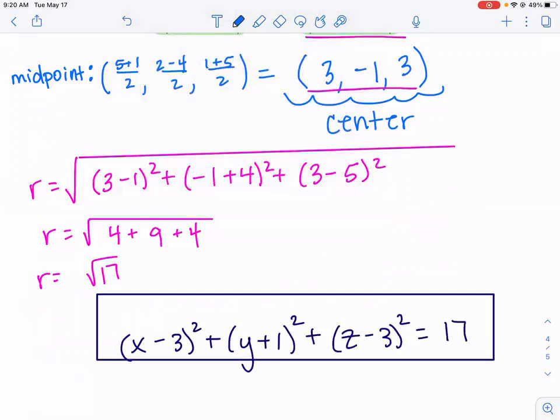Okay, so if they give you two endpoints, the midpoint gives you the center, and the distance formula can help you find the radius. We're going to go through one more example, and then you guys are going to have about 20 minutes to start, maybe even finish your homework assignment. That would be cool, wouldn't it?